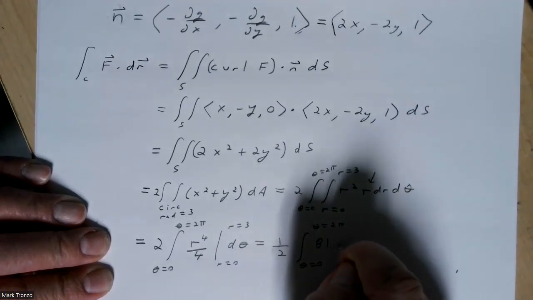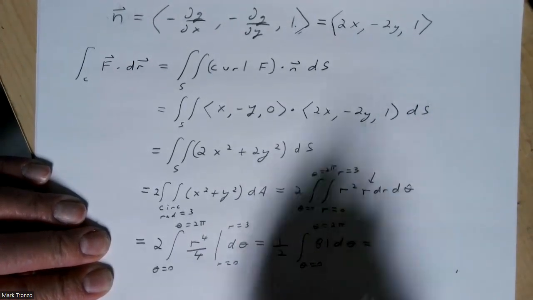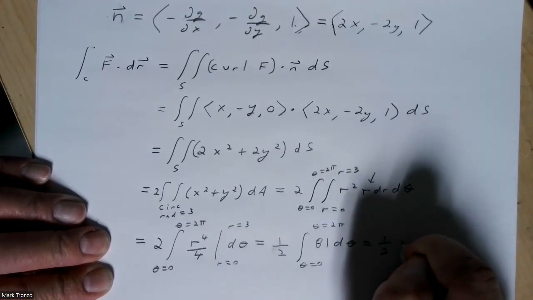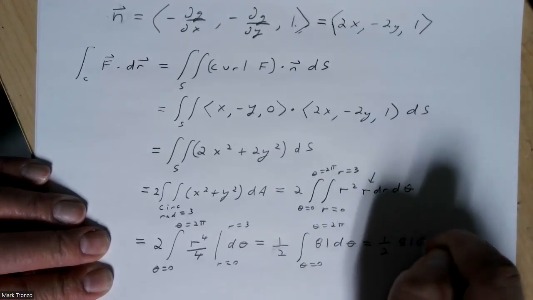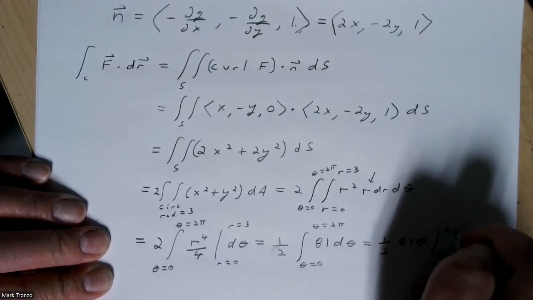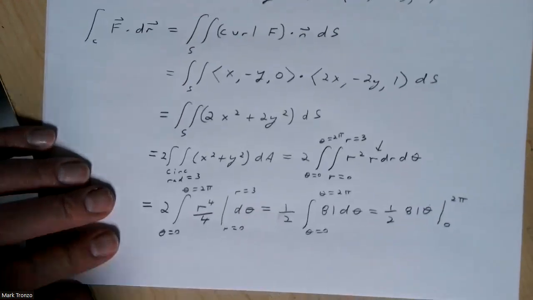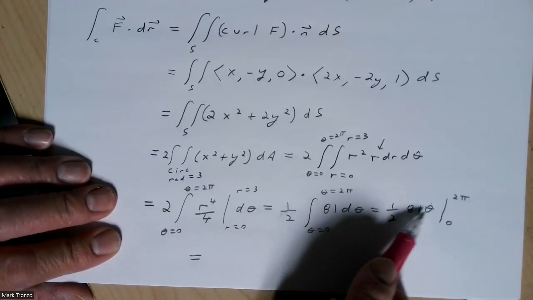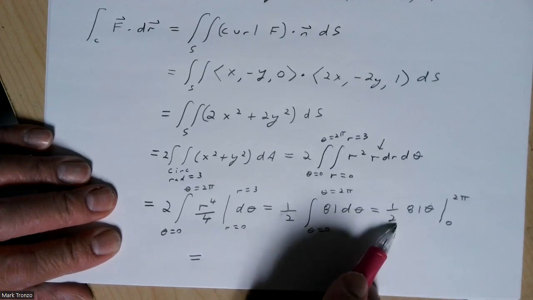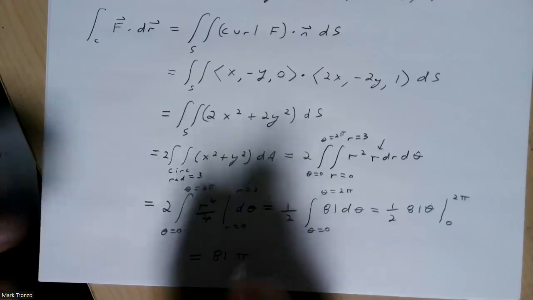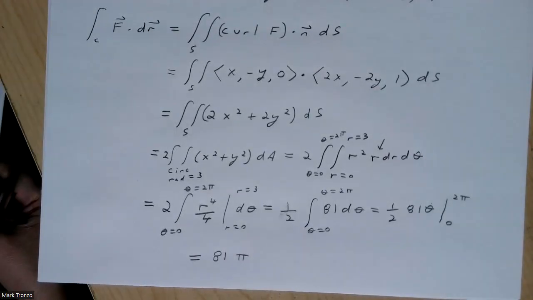And integrate again, and put that in. So it's going to be 81 times 2 pi. The 2's will cancel. So I think that would just be 81 pi.